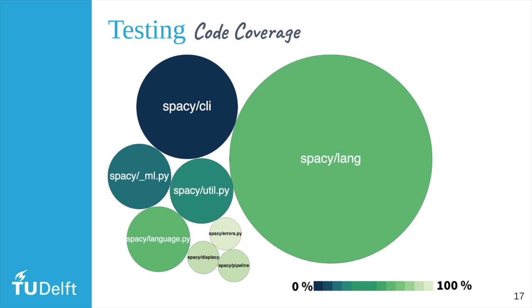In this figure you can see the modules of spaCy. The area represents the size of the module, the color the test coverage. It's nice to see that the architecturally important pipeline at the bottom is covered well. However, there is still room for improvement in other components.